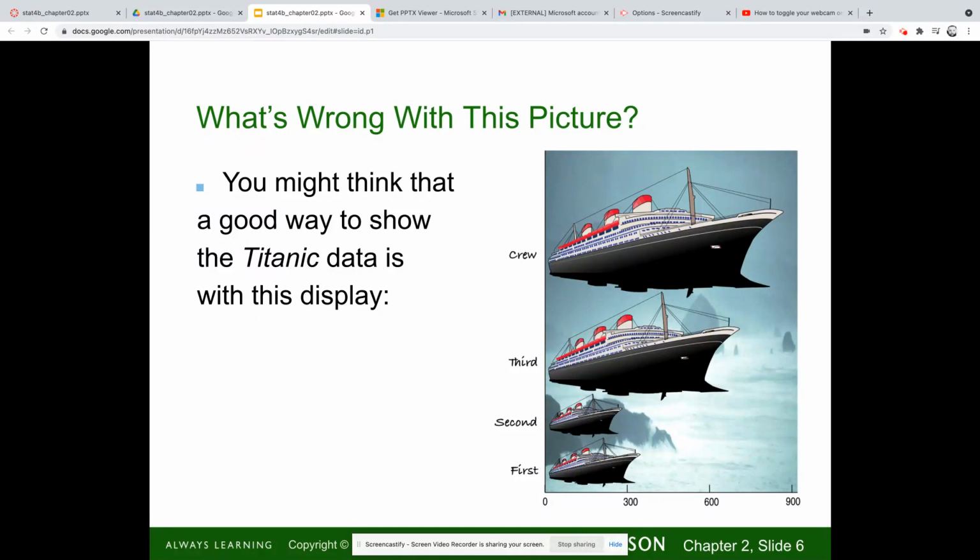What's wrong with this picture? Well, you might think that it's a good way to show the Titanic data. Oh, I guess this data is the number of people on the Titanic. But what's wrong with this picture? It looks like the size of the Titanic. Yeah, so they have a ship that's bigger than, the crew was 885 people, which is more than third class. First class was a small number. Second class was the smallest number. But it's not a great picture.